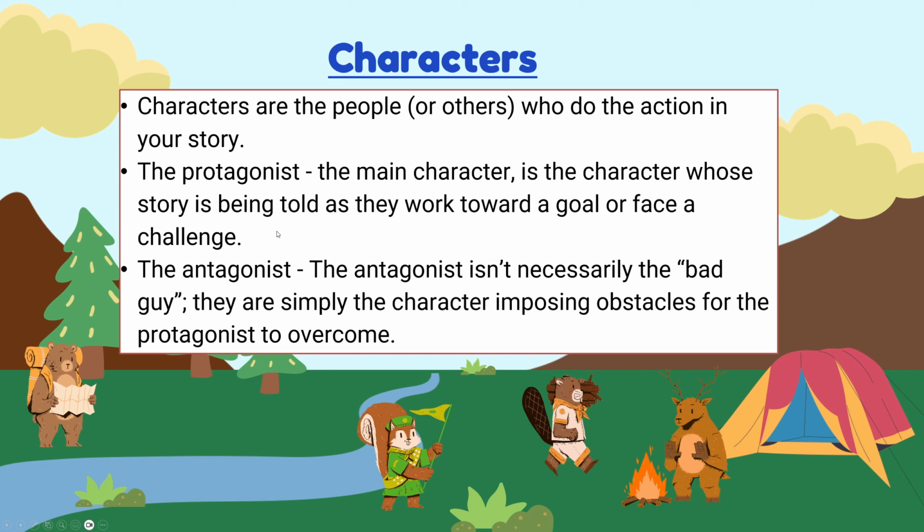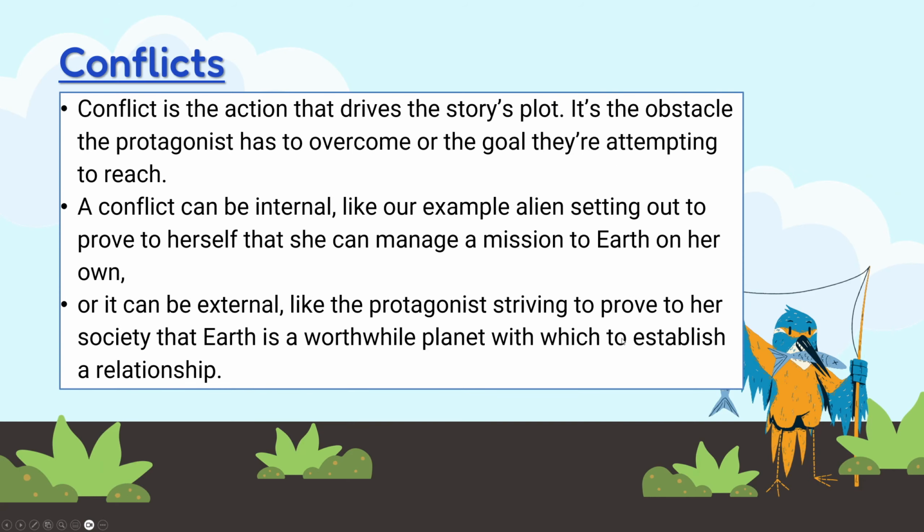Whereas the opposite of a protagonist is the antagonist. The antagonist isn't necessarily the bad guy. They are simply the character imposing obstacles for the protagonist to overcome. Usually, the antagonist will be the bad guy. For example, Harry Potter and Lord Voldemort. Protagonist: Harry Potter. Antagonist: Lord Voldemort. So those are the characters.